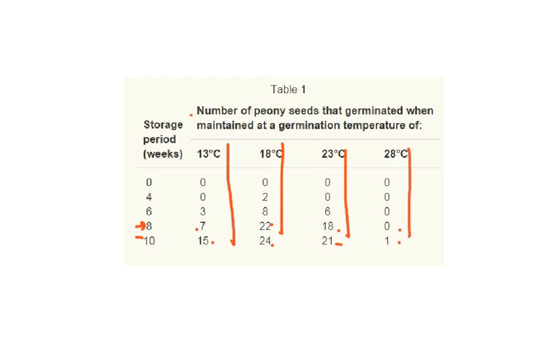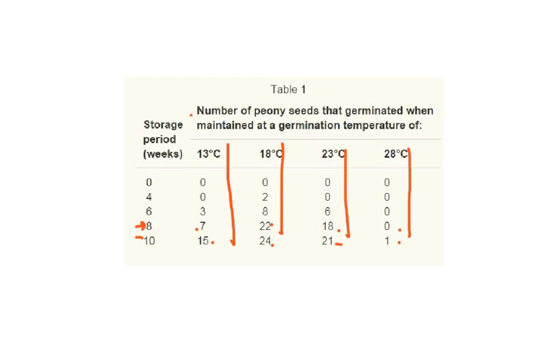Another question could be, at which temperature should we not keep the peony seeds in order to have them germinate? Well, if you look at 28 degrees Celsius, only one seed ever did germinate. The rest of them all died, so none of these are growing. We definitely wouldn't want to use 28 degrees Celsius.